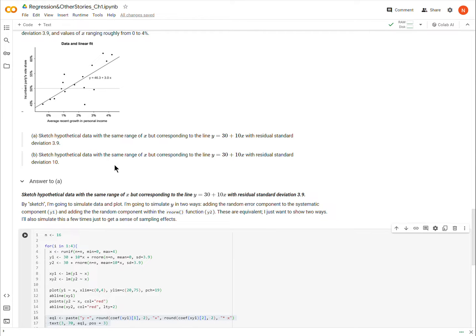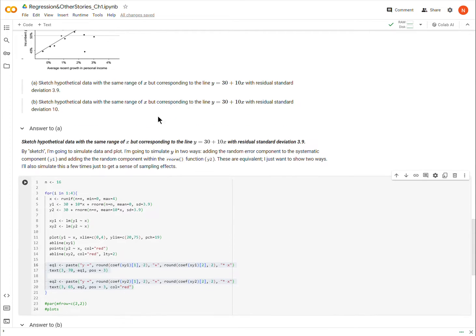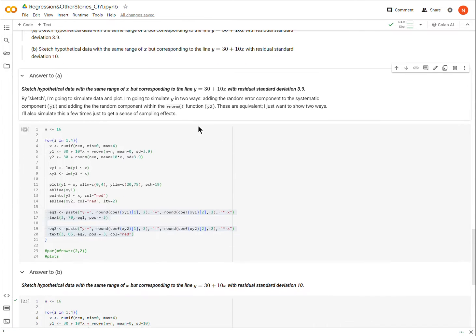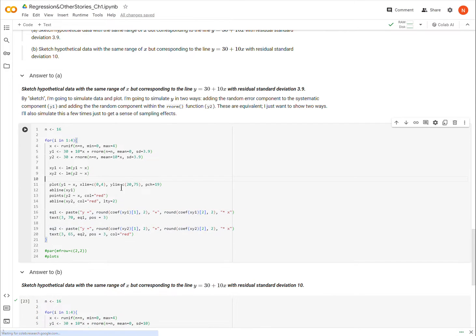By sketch, I'm going to actually simulate the data in R. So first I'm going to simulate the first regression line and data, with the regression line having a standard deviation of 3.9. In order to simulate the data, I need to make a y and an x that correspond to all of this. I'm going to throw a few little flourishes into the code just for fun here.